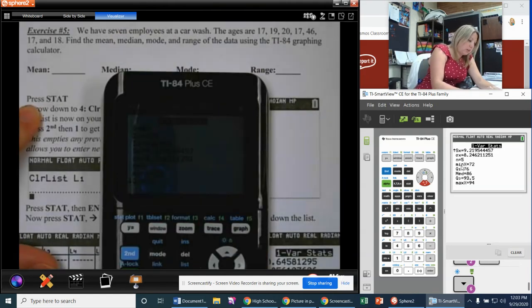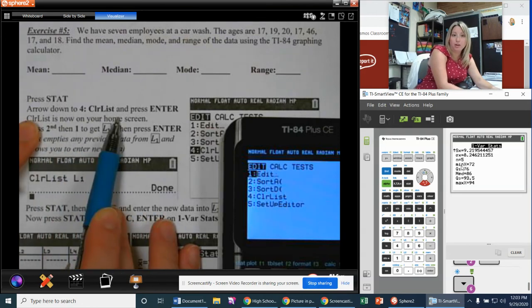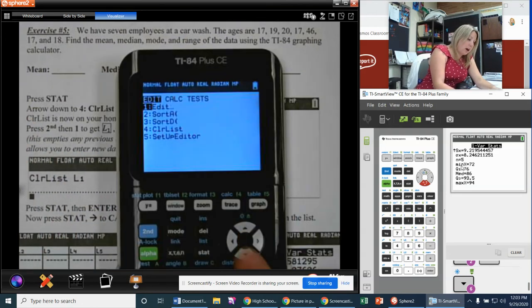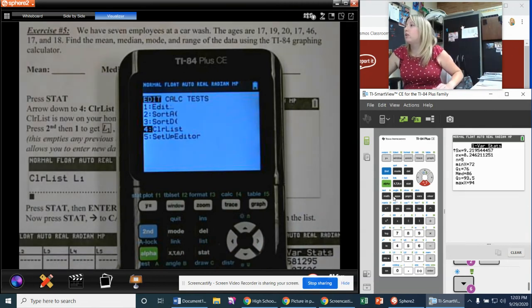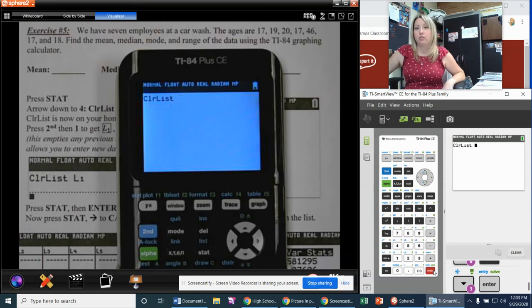Go to stat, and notice I'm telling you a new thing right here. Arrow down to number 4, which is clear list. Oh, let me go to stat over here. Sorry, I forgot I was running 2 graphing calculators. Arrow down to 4 and either press enter or press 4 to get into clear list.